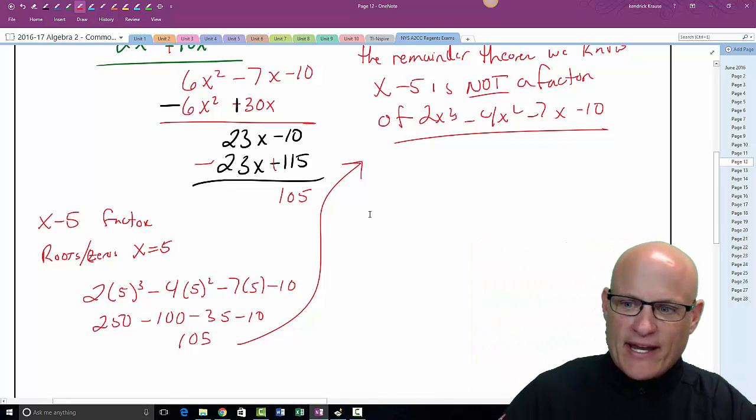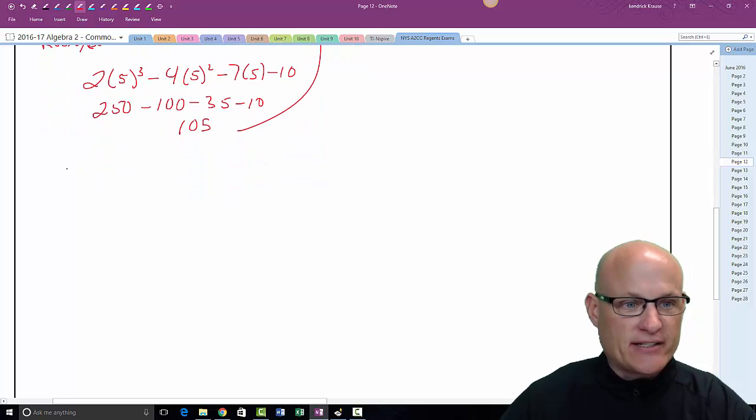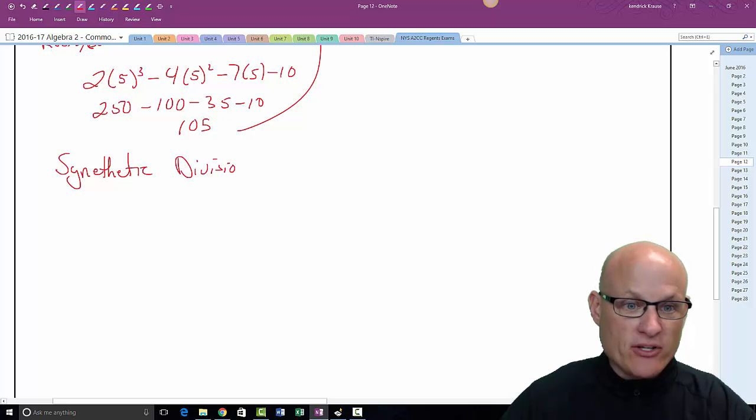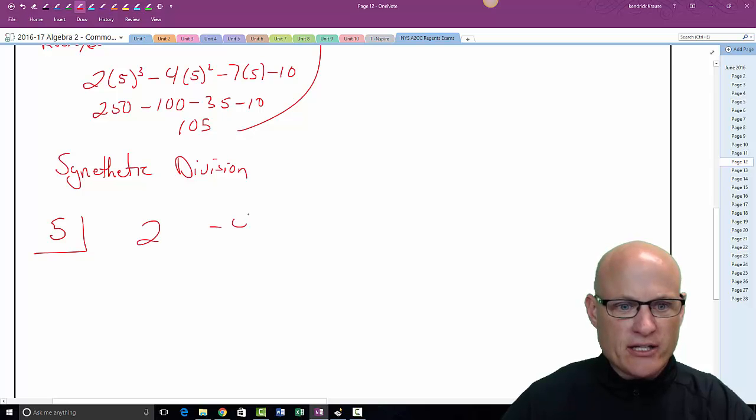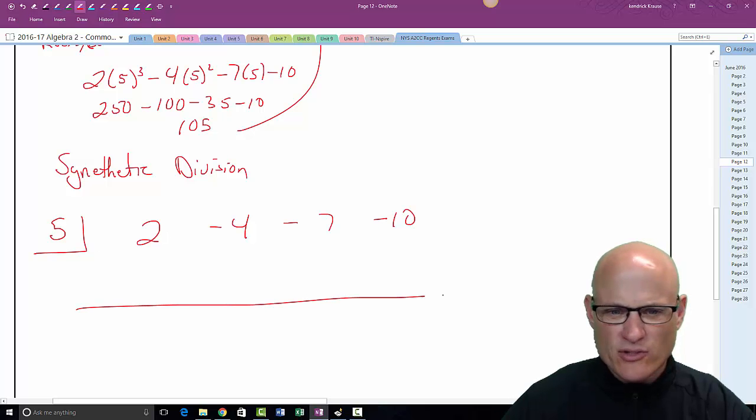And the final way, if your teacher taught you synthetic division, which they may or may not have, the root is 5. It kind of goes in the house. And we're going to write those coefficients: 2, negative 4, negative 7, negative 10. Let's see how this works. Let's see if I remember.